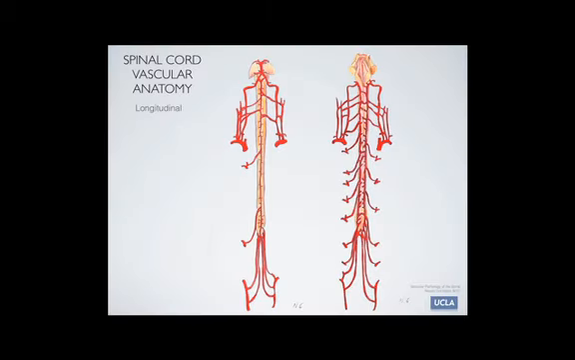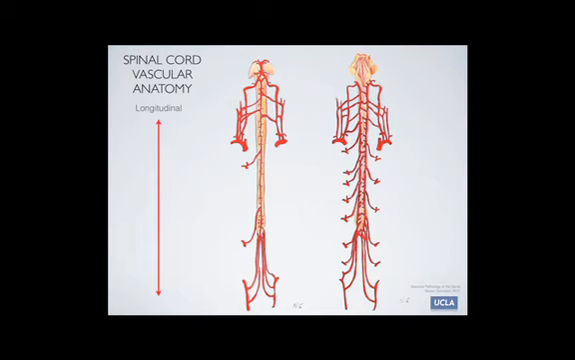So in order to understand that abnormality, it is fundamental to have a very clear understanding of the anatomy of the vasculature of the spinal cord. And the best way to approach the anatomy of the spinal cord is to think about it in 2 different aspects. One is a longitudinal aspect of all the vessels that are going to irrigate the cord, and the second one is going to be a segmental approach.